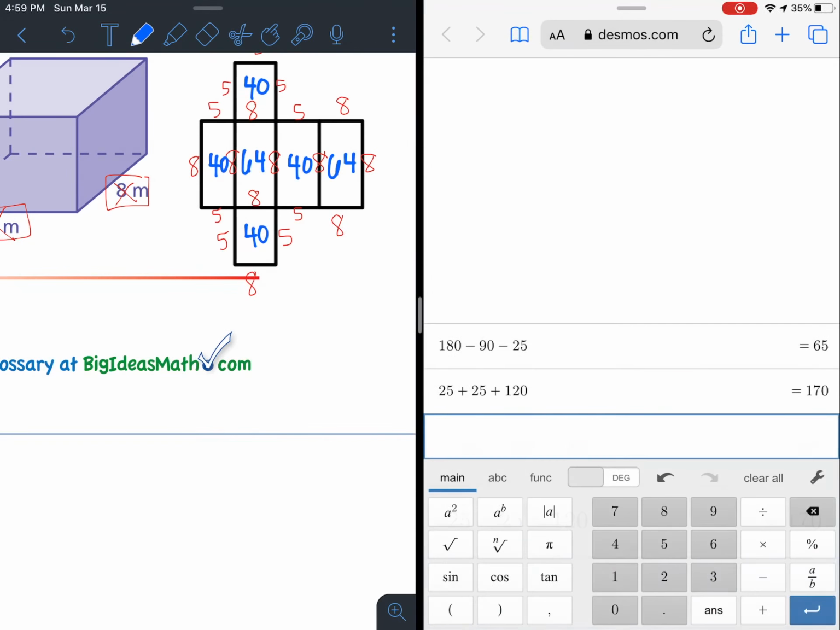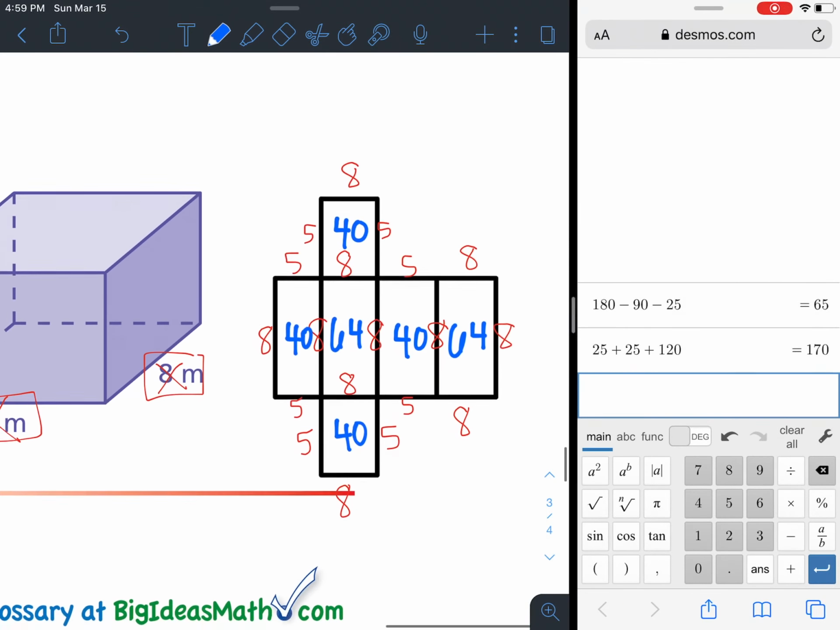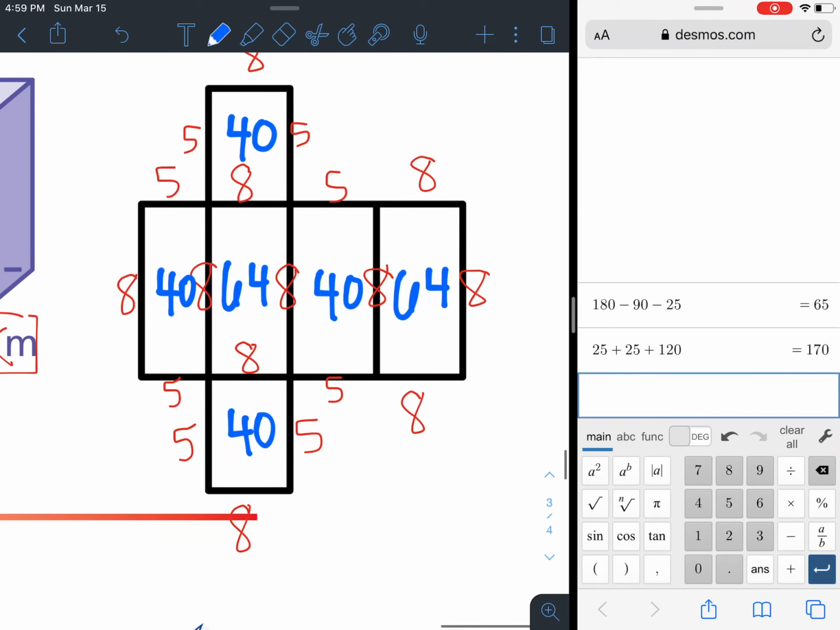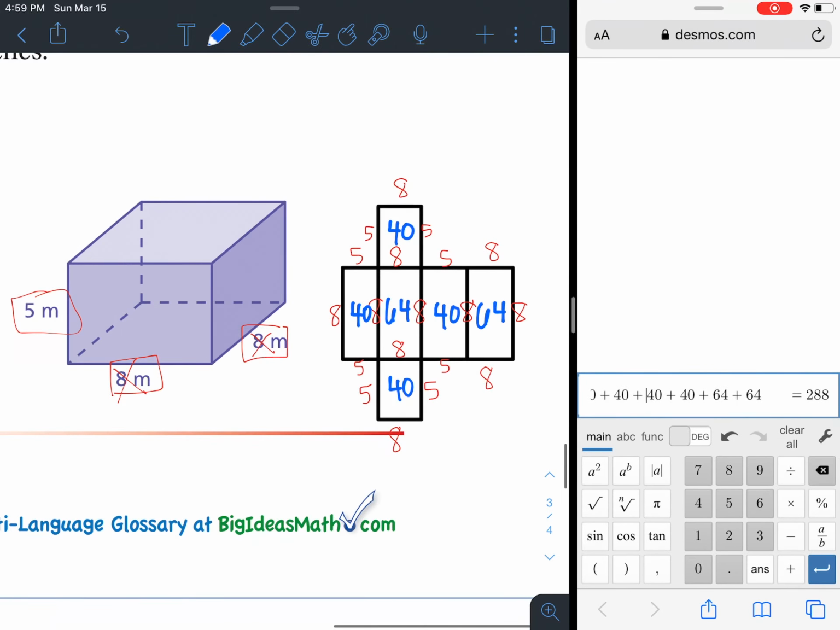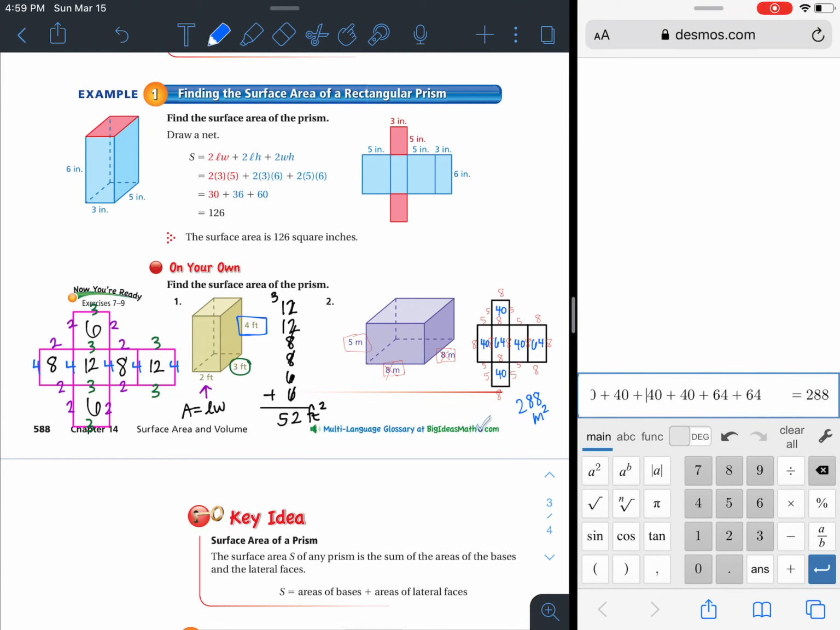So last step, add them all together. I'm going to go ahead and open the calculator for this one. 40 plus 40 plus 40 plus 40, and then 2 64s. I should check, I should still have 6 numbers that I'm adding together. So the total for this one, 288, and it would be meters squared.